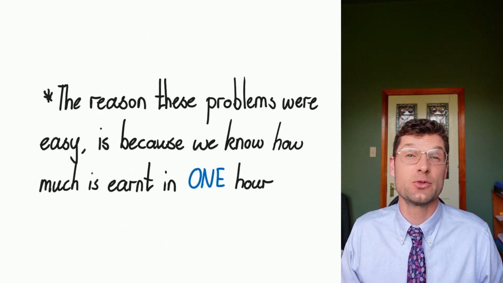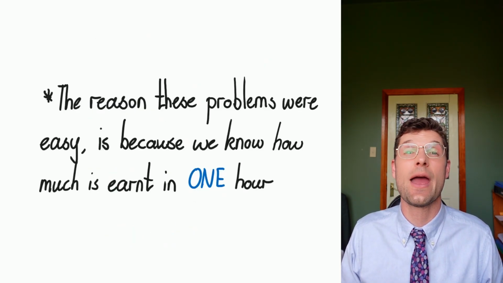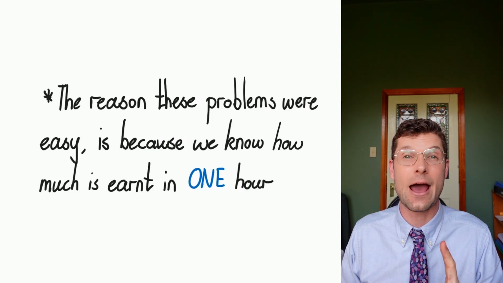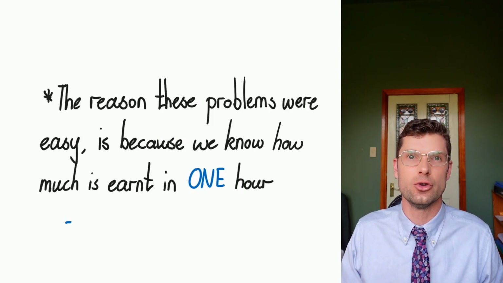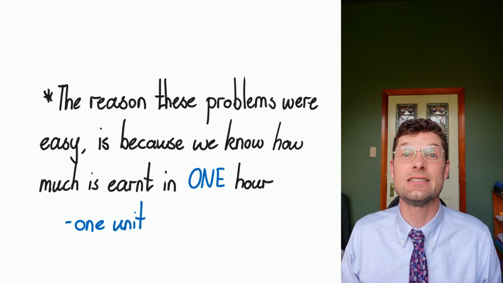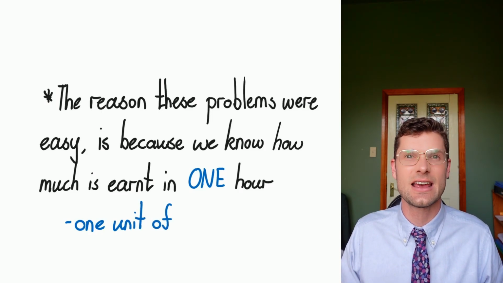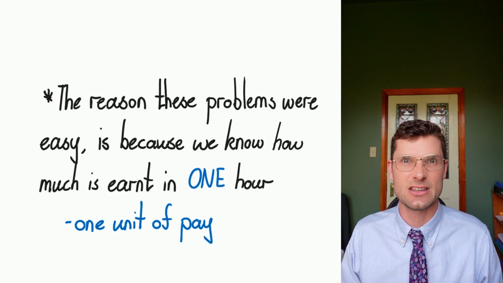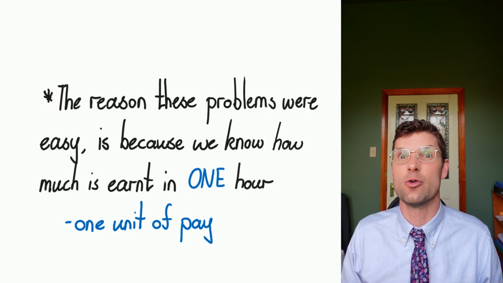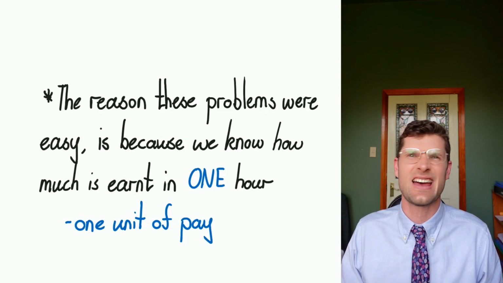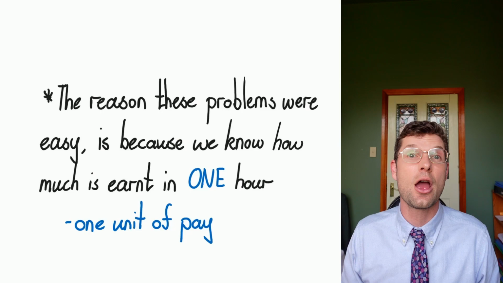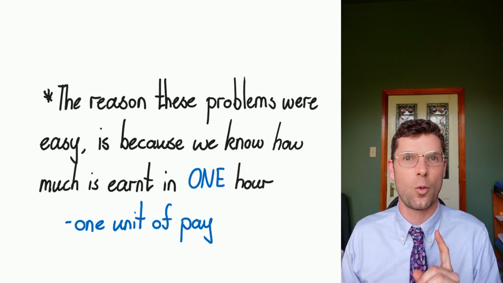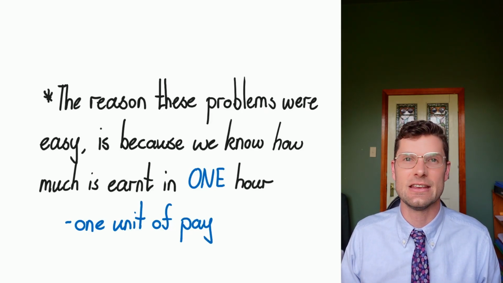The reason these problems were so easy to work out is because we knew how much we were getting paid per 1 hour. And that is our single unit. That's how much we're getting paid at a base rate. So this idea of finding one part first is incredibly important for working out ratio and rate problems. So for this one, if I told you that you were making $35 every 1.7 hours, that becomes way too confusing. But knowing that we get $20 for 1 hour makes this much easier to work with.